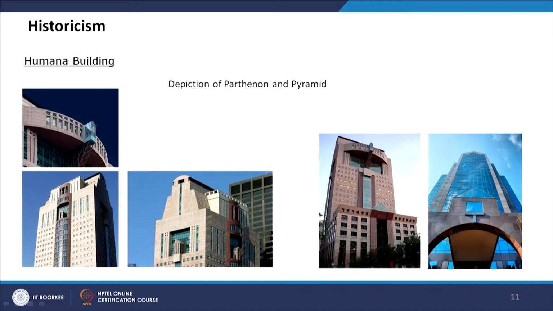Now you can see there's a depiction of the Parthenon and the pyramid, both in the particular design. So this is not taking a reference from one particular historic style, which is Greek style. It is also taking inspiration from Egyptian pyramids. And the way he has changed the pyramids' and the Parthenon's volume is also quite different, and it also has a sense of mimicry in it.